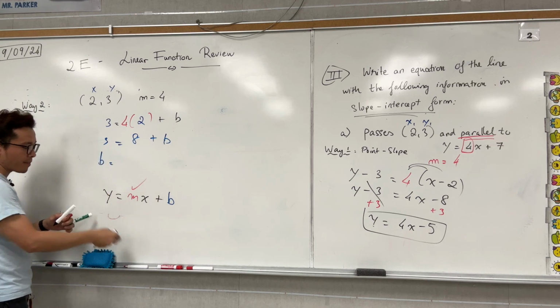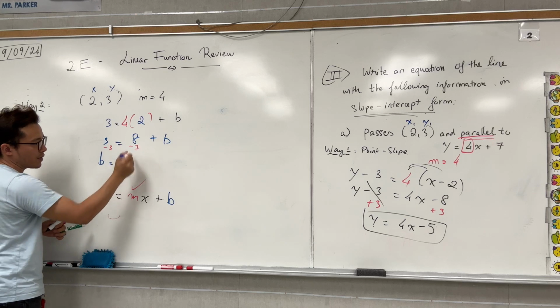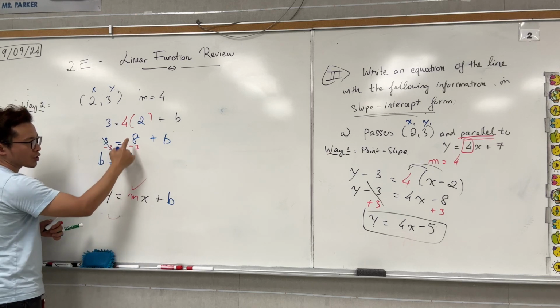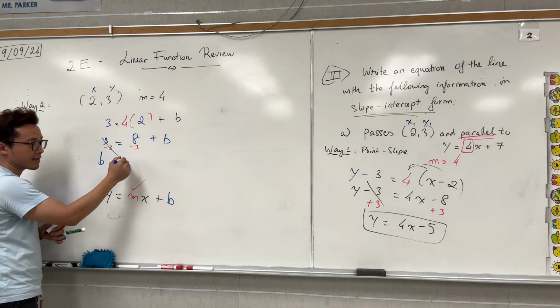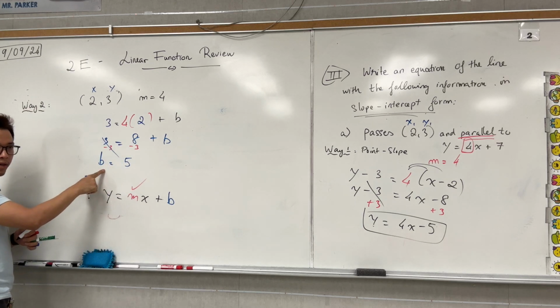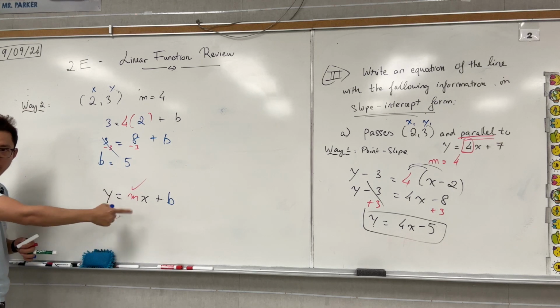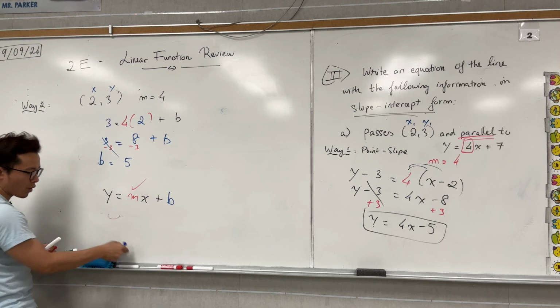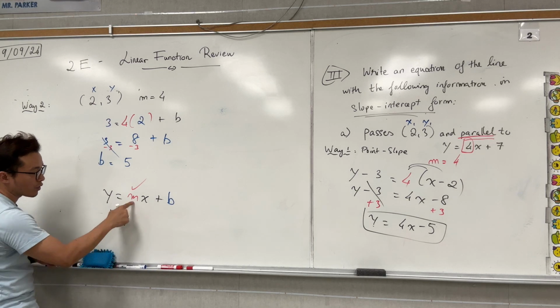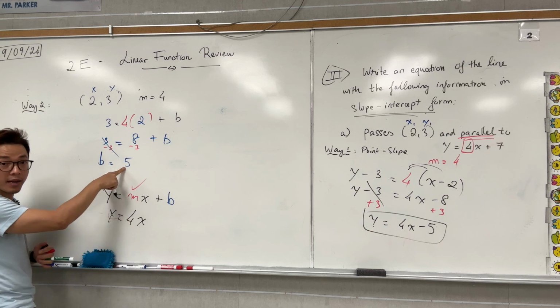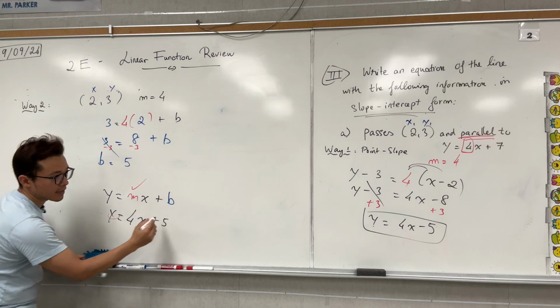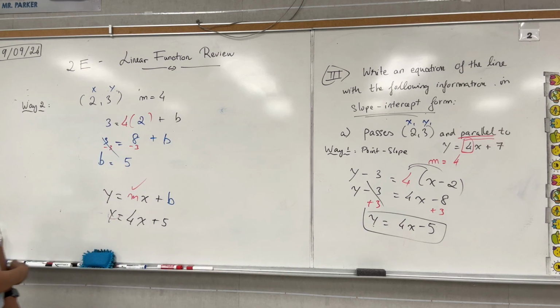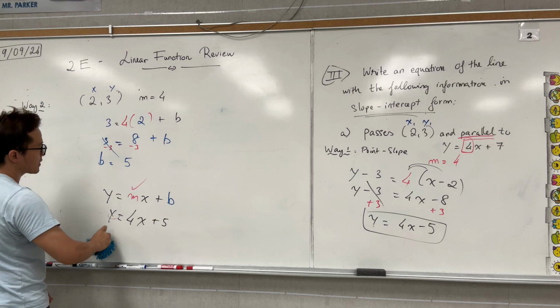And then I'm going to write b on the left, just because we usually write it on the left. This is gone. So 8 minus 3 is 5. Now you know the b. Can you plug it in here to get the final slope-intercept form? So y equals 4x plus 5. Same. Did we do something wrong? Oh, that's right.